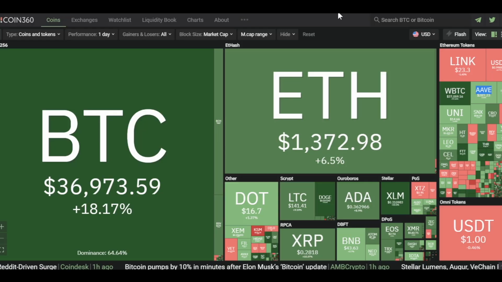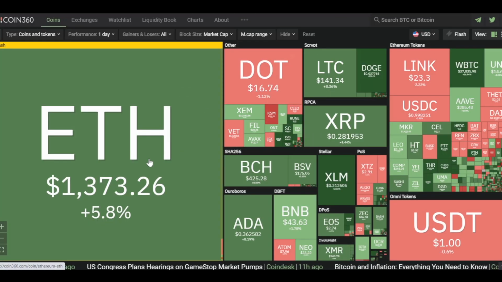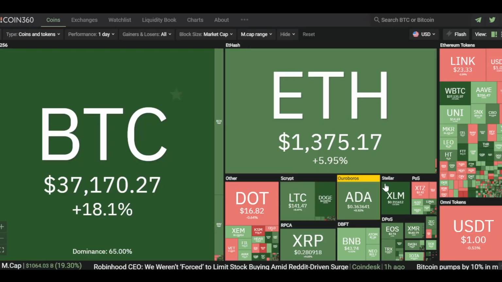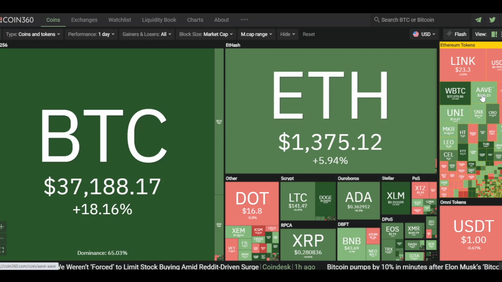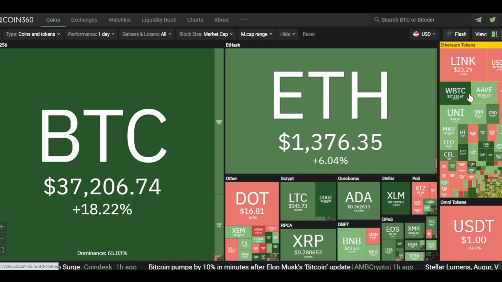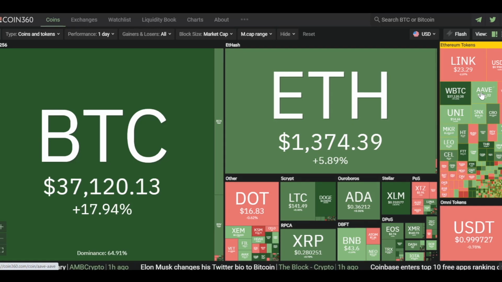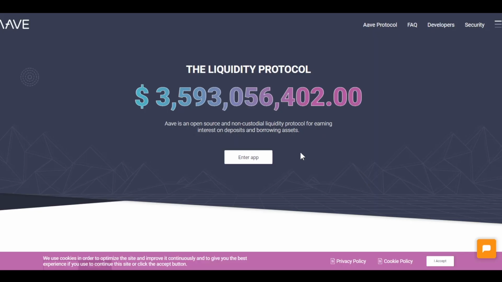So what is AAVE? Let's go to Coin360 and have a look at where AAVE is. We see that this is one of the Ethereum tokens, and it is actually top 4 after USDC and WBTC. So this is one of the biggest Ethereum tokens. And what does it do? Well, we have it here.